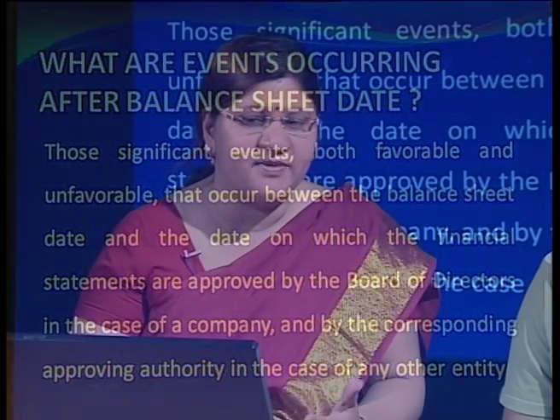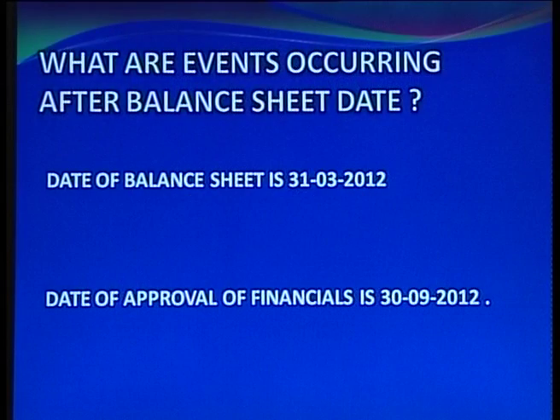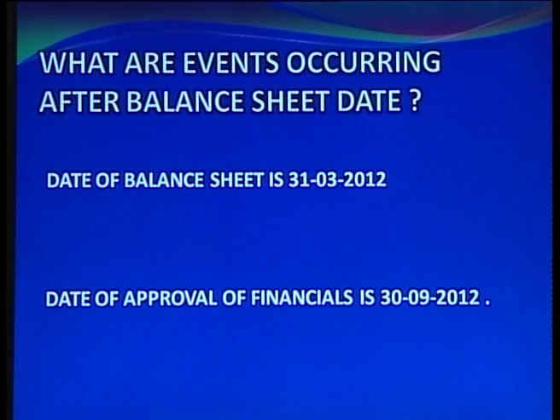So, what we have understood by this definition is that there is a time gap of two dates, one the balance sheet date and the other the date at which the financial statements are approved or finalized. In the case of a company, board of directors approve the balance sheet. So, whatever events have occurred between these two dates are known as events occurring after balance sheet date. Say for example, our balance sheet date is 31st March 2012, while the financial statements were approved on 30th September 2012. What has occurred during these 6 months would be falling under events occurring after balance sheet date.